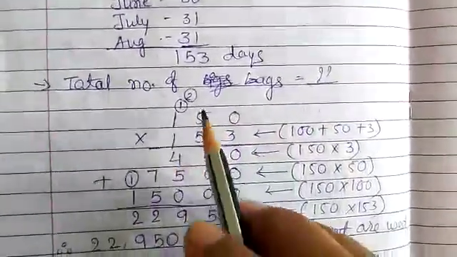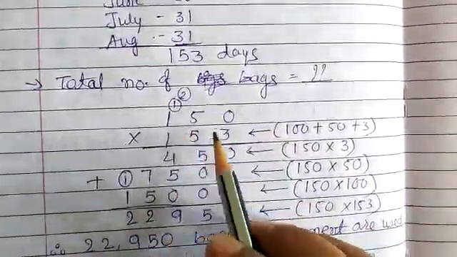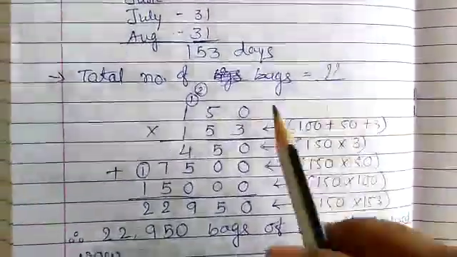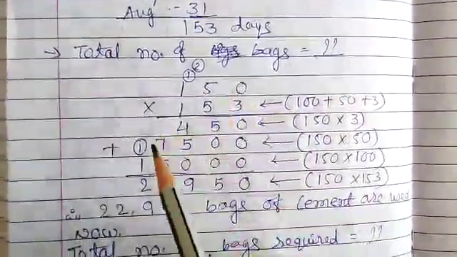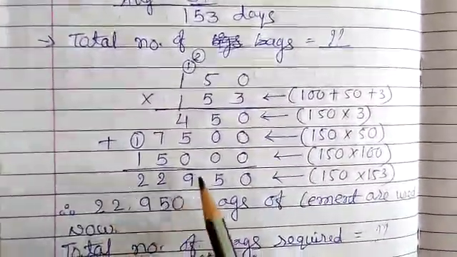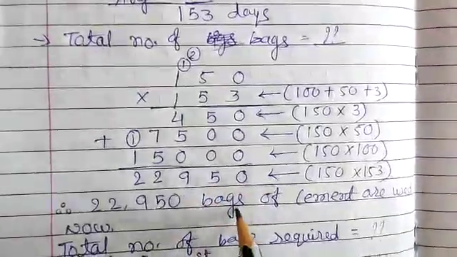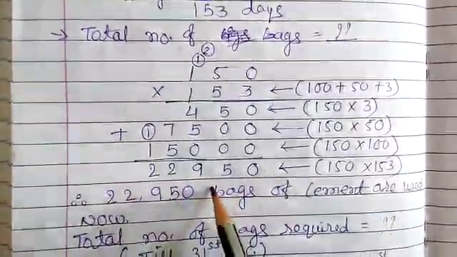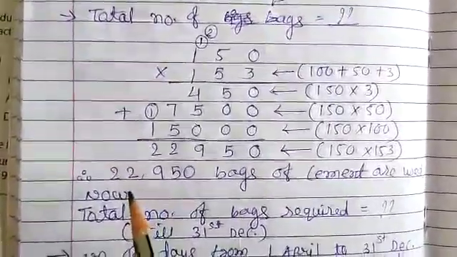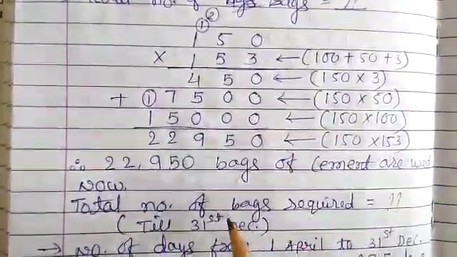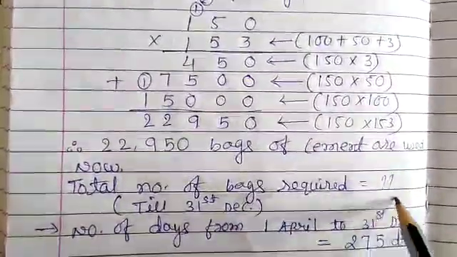So 150 multiplied by 153, here you can see step by step multiplication, and our answer is 22,950 bags of cement used. Our first answer is found. Next, the total number of bags required till 31st December is equal to question mark.